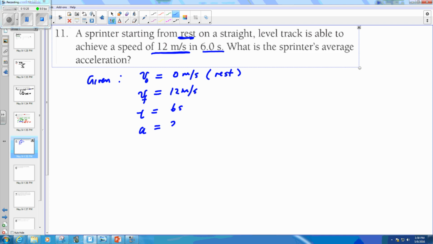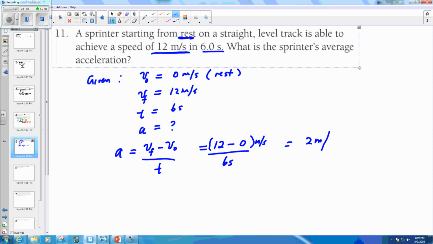We know the definition of acceleration. Acceleration, we said, was change in velocity, so v final minus v initial divided by time. Now I can put in the values. My final was 12. My initial was 0, and I'll take all this divided by time, which was 6 seconds. Remember, this is in meters per second. And so my answer will end up to be 2 meters per second squared. So far, so good.